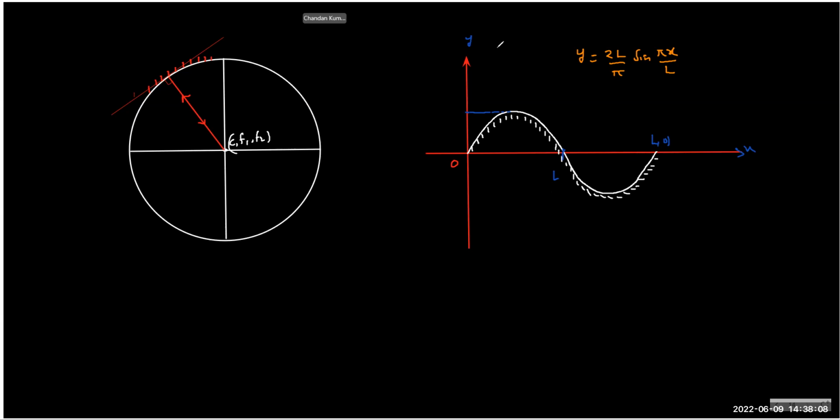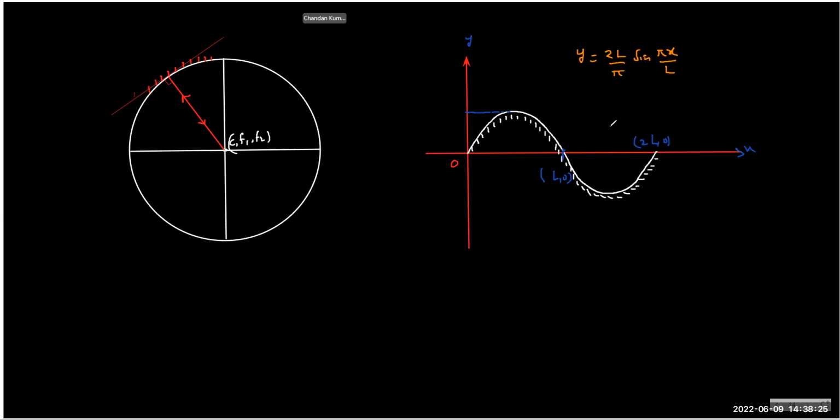Yeah, now this will be better. This is L comma 0, and this is 2L comma 0. No, that's fine. Right? So if you put x equals 2L, you get the 2 pi. That's meaningful. Complete one circle.